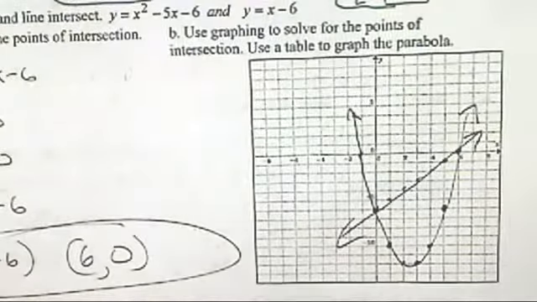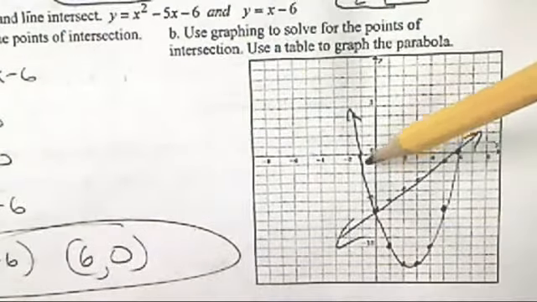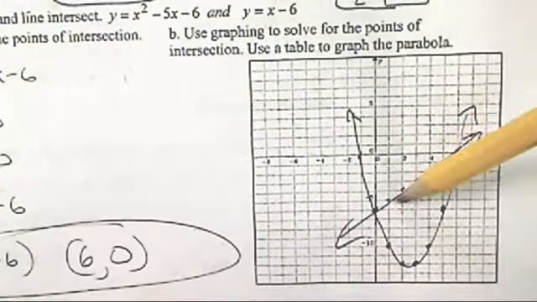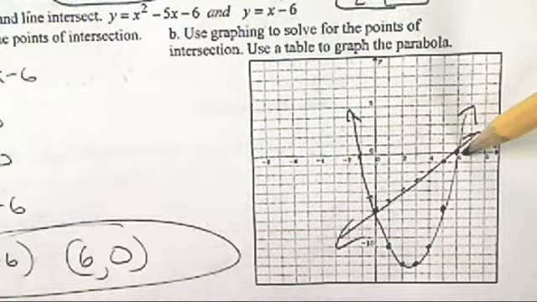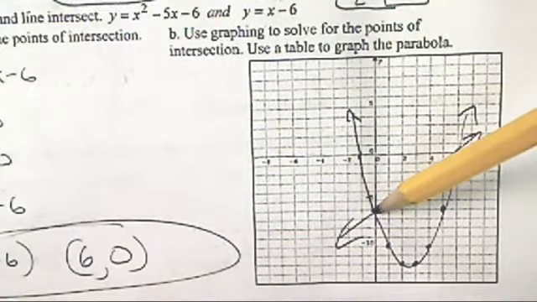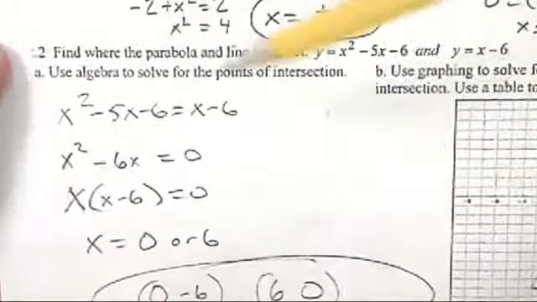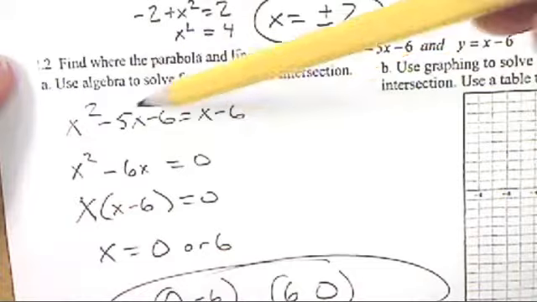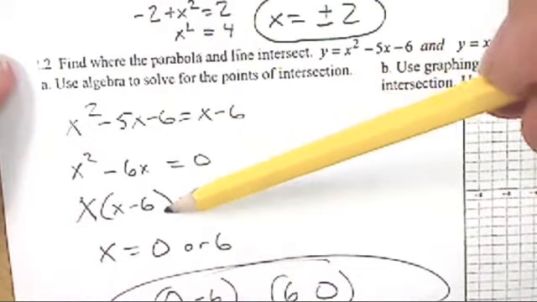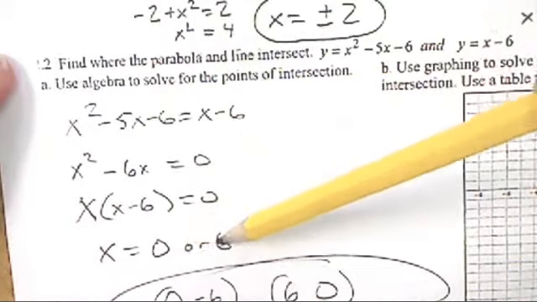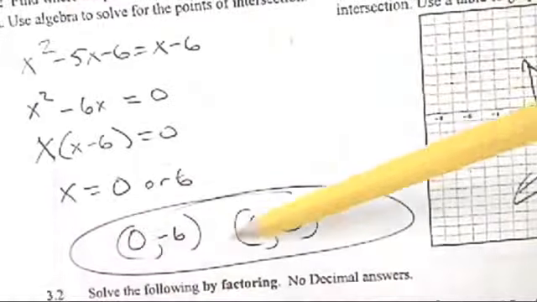Looking for where that line and the parabola intersect. So you graph the parabola, you graph the line. You can see they intersect at 6, 0 and 0, -6. Algebraically, you can use substitution, get it equal to 0, factor, and then you can see your two answers, and you get the same answers.